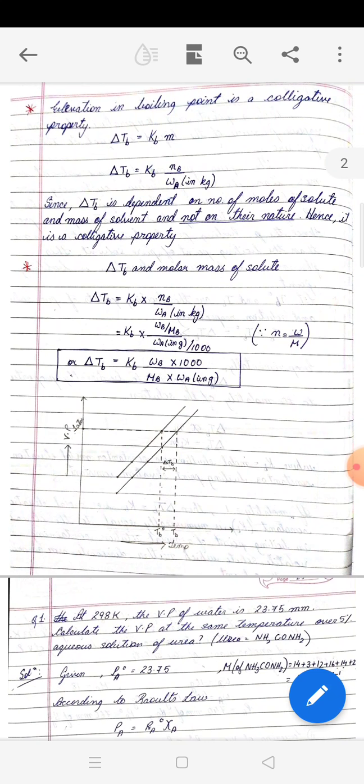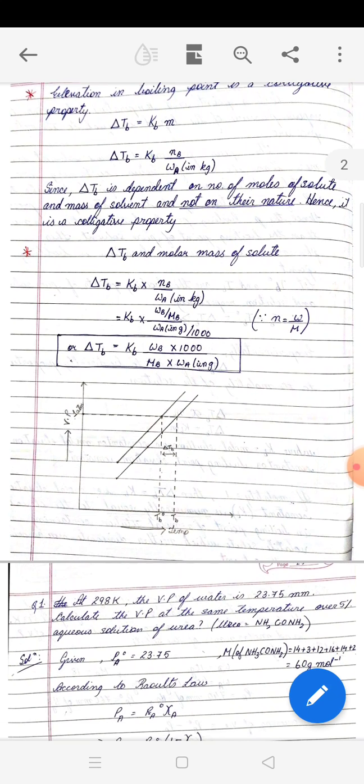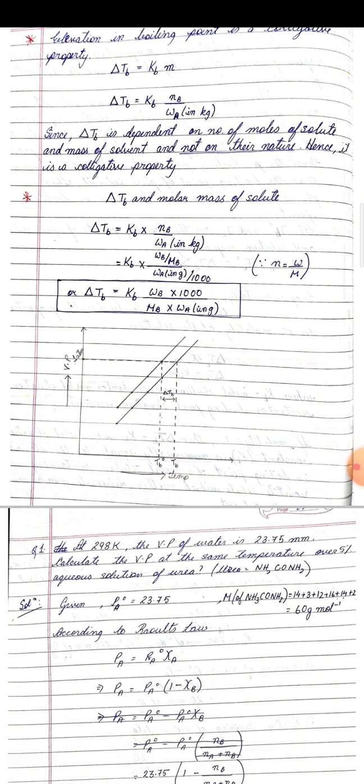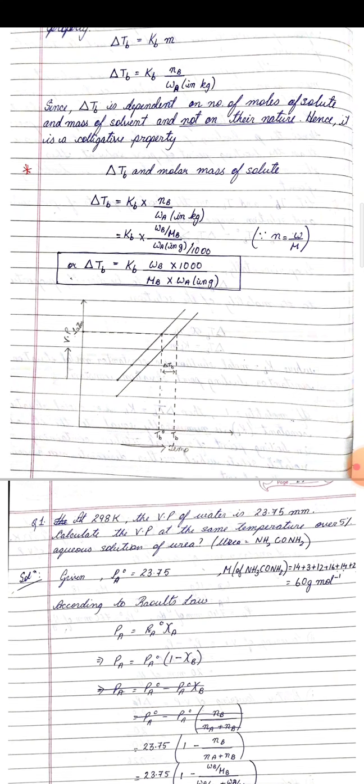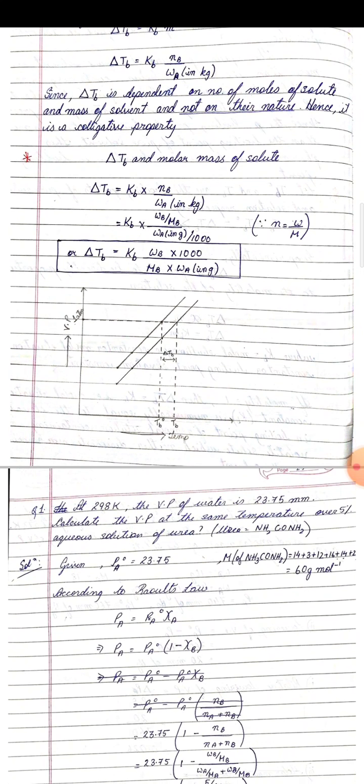You see, delta TB depends on what are the factors? Kb, which is a constant. Nb is number of moles. Definitely it is dependent on number. Wa is mass, which is also having certain number of particles. And nowhere does the nature, such as its polarity, viscosity, surface tension, heat capacity, come into place. So they are not dependent on the nature. So the first part, why is it a colligative property, is done.